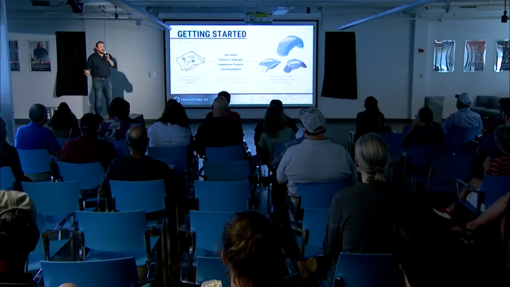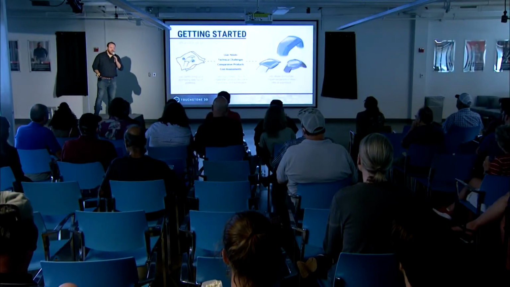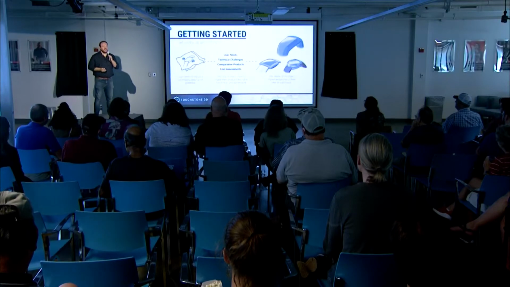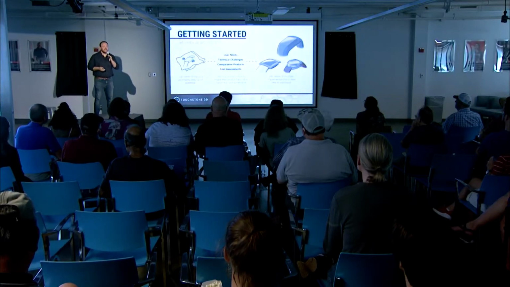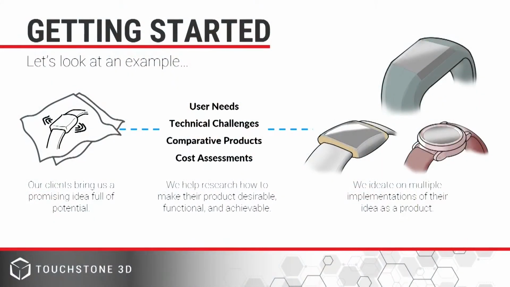So how do we get started? Like I said earlier, usually our customers come to us and they're bringing us kind of a napkin sketch idea. I had this inspiration, maybe a technology, but I need to turn this into a product. So we help them through some market research, and then kind of help them visualize different implementations. Here's how your product could exist, maybe to meet different business objectives. And from there, we choose one and we start refining it in CAD.